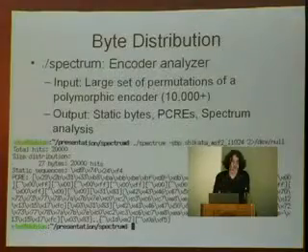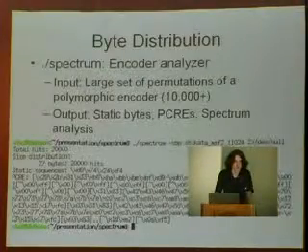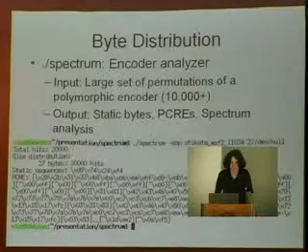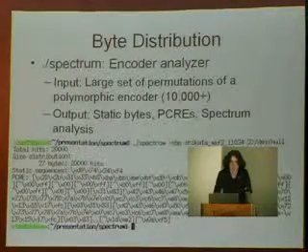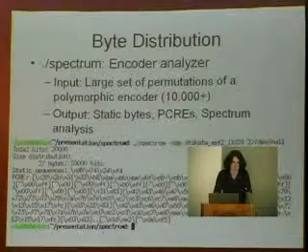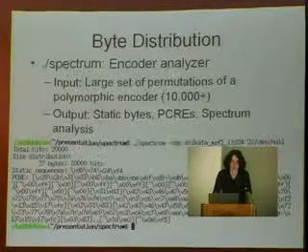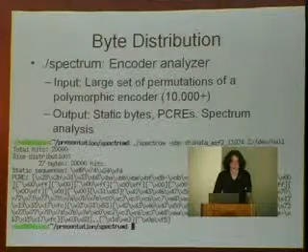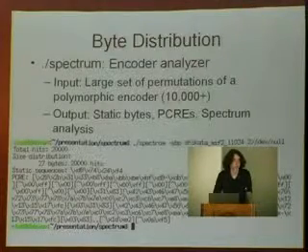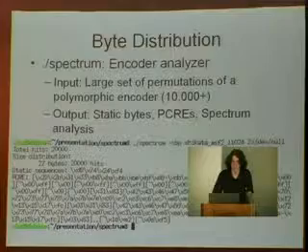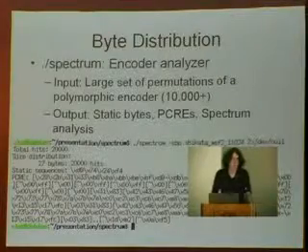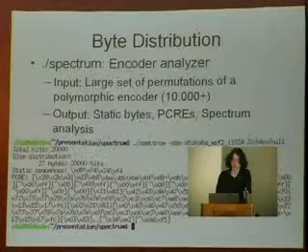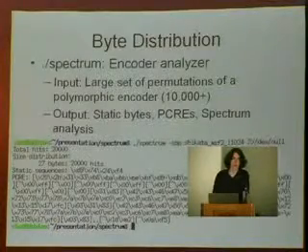To look at this, I built a small program which I've encoded in the code.tar.gz file for this presentation. It's essentially a polymorphic encoder analyzer. It's just a very simple program. The input is a large set of polymorphic encoders. So, for example, if I take Shikata Ga Nai, you get tens of thousands of possible permutations of this encoder, and you just put them all in a file.